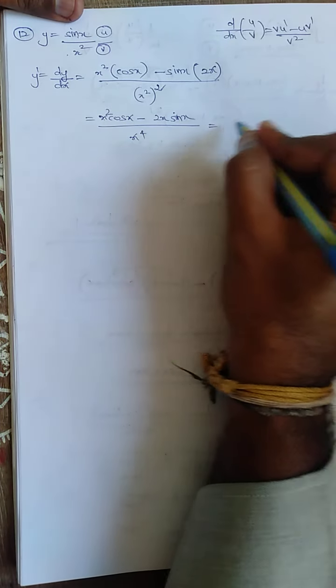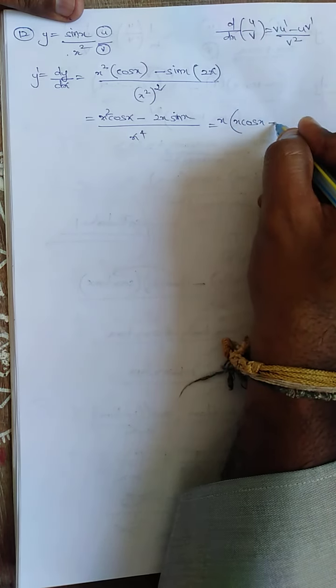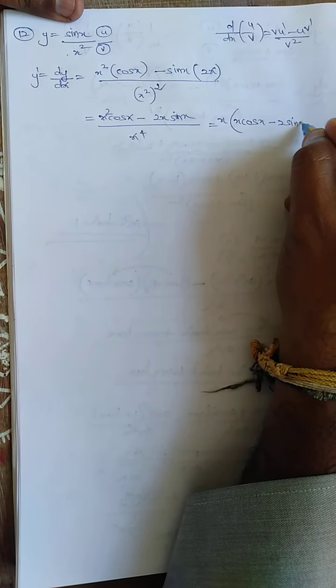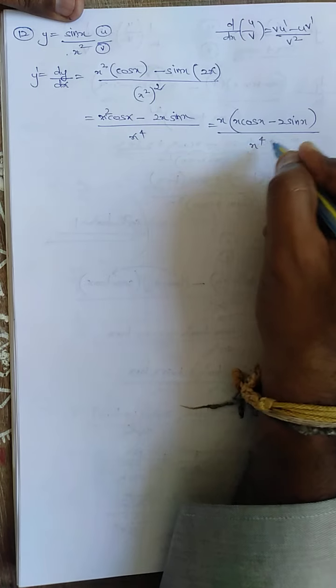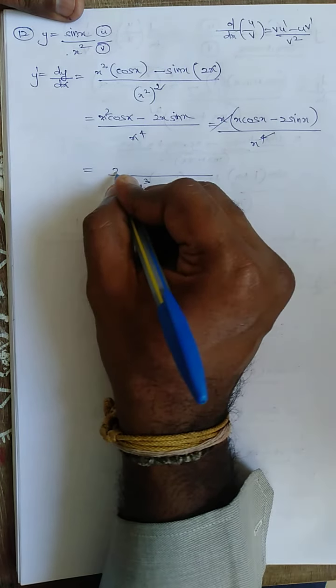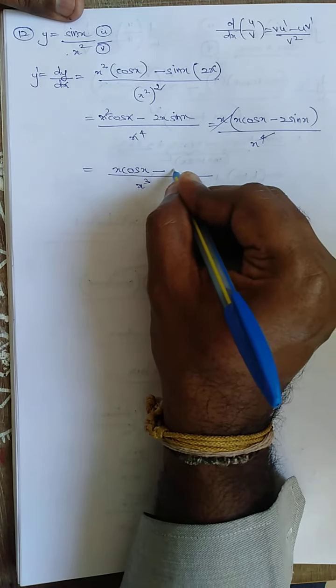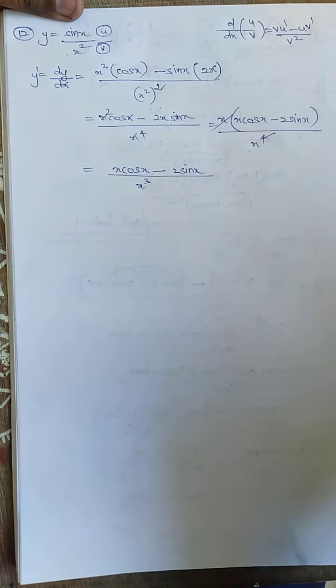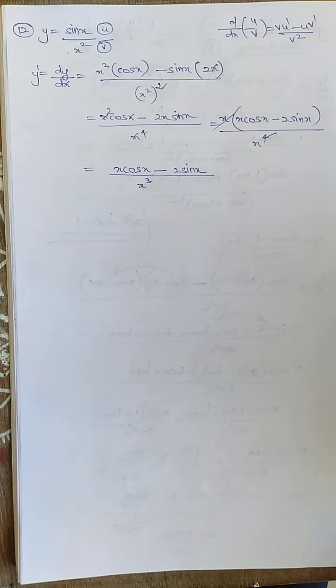Here you can take x outside. If you take x outside, x cos x minus 2 sin x divided by x power 4, one x will be cancelled, so remaining is x cube. Therefore the answer is x cos x minus 2 sin x divided by x cube.